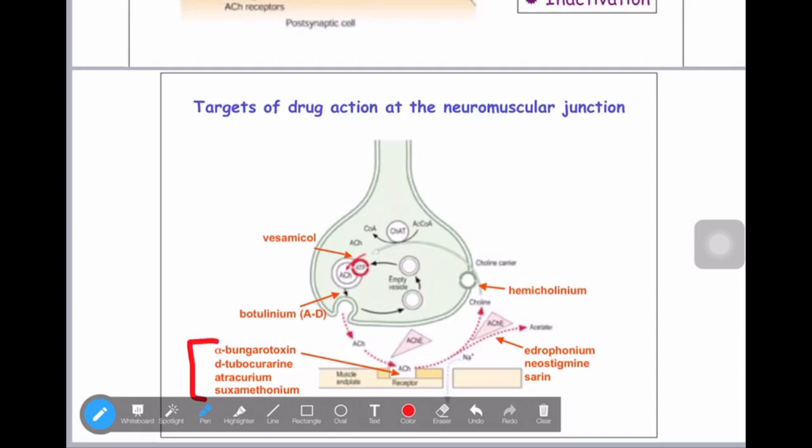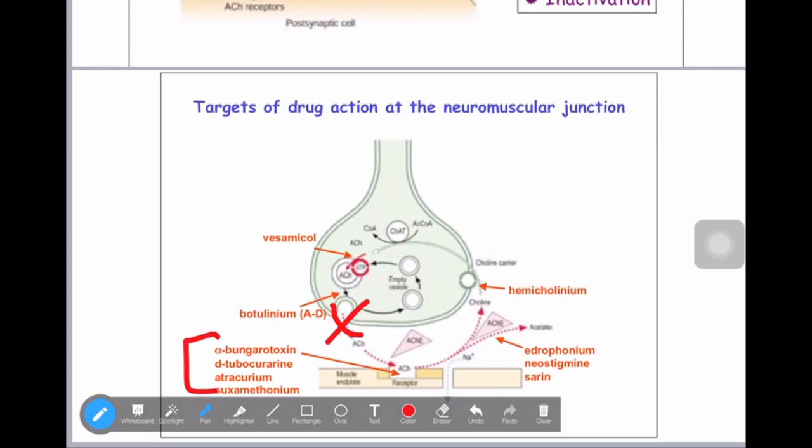Again, to recap: hemicholinium blocks the entry of choline into the presynaptic cleft, and vesamicol blocks acetylcholine storage in the vesicle. The name matches: vesamicol blocks storage in the vesicle. Next, botulinum eats off this area, leading to blockage of acetylcholine release from the presynaptic cleft. And then these four drugs, alpha bungarotoxin, D-tubocurarine, atracurium and succinylcholine, are NM blockers.